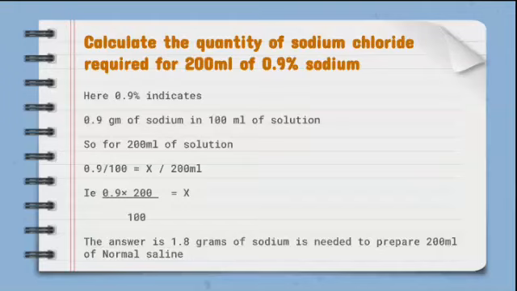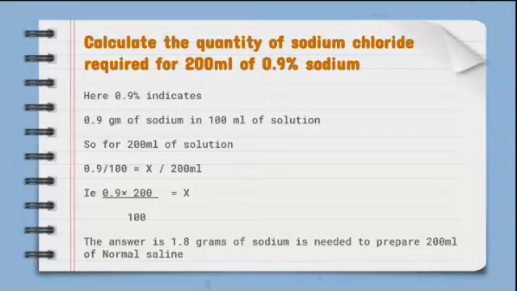Whenever they say percentage, it indicates 0.9 gram of sodium in 100 ml of solution. Remember, whenever it is percentage, you know it is 1 by 100, so it is 0.9 divided by 100. So in 100 ml, there is 0.9 percentage of sodium. For 200 ml, if you understand the concept, you can multiply it by 2: 0.9 into 2, so 1.8 gram of sodium is needed.